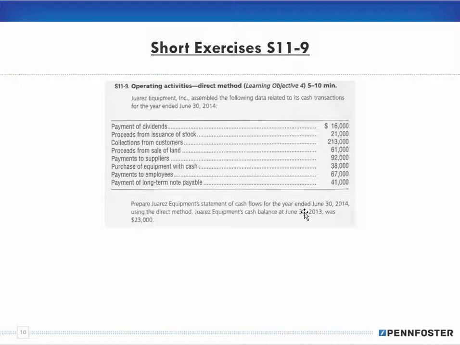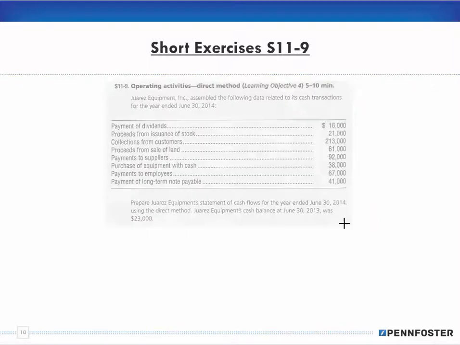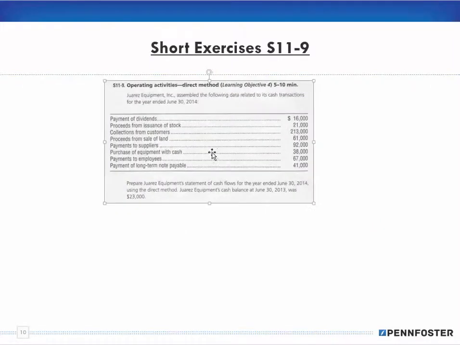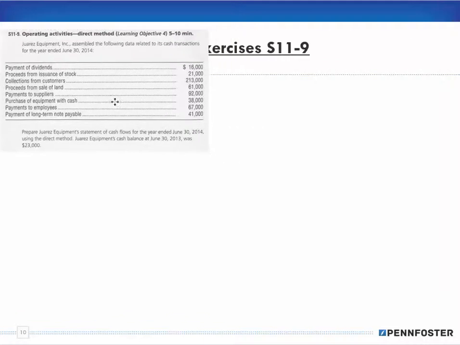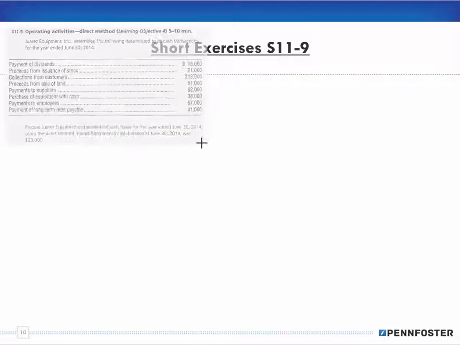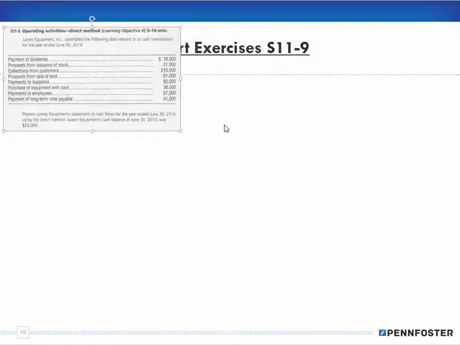So it says prepare the statement of cash flows using the direct method, and the cash balance at June 30th, 2013 was $23,000. Right, so I'm going to shrink that up a little bit, and I'm also going to move it. I need to shrink it up just a little bit more because I need a little bit more space. Again, I'm not worrying about formatting issues.